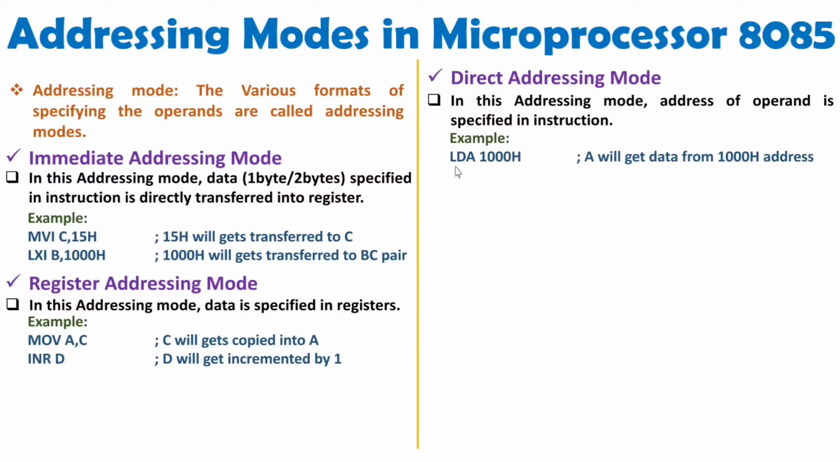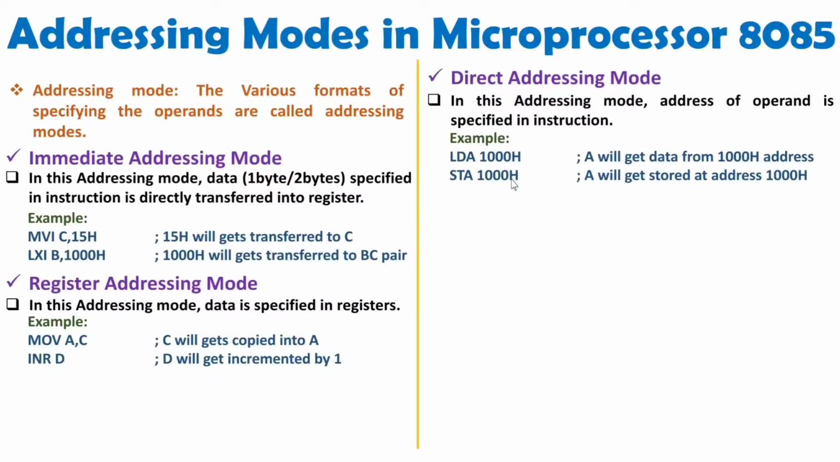If I say LDA 1000 hex, this 1000 hex is specified in the instruction, and after execution of this instruction we will load the accumulator with the data which is at this address. Let us see one more example, STA 1000 hex. Here 1000 hex is specified in the instruction and we will store the accumulator at this memory location after execution of this instruction.